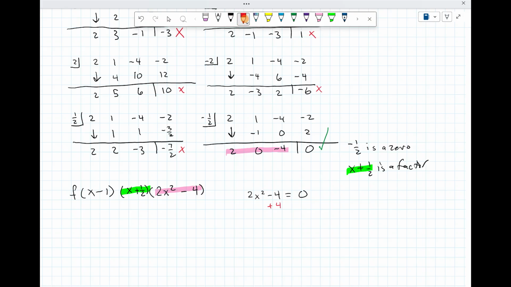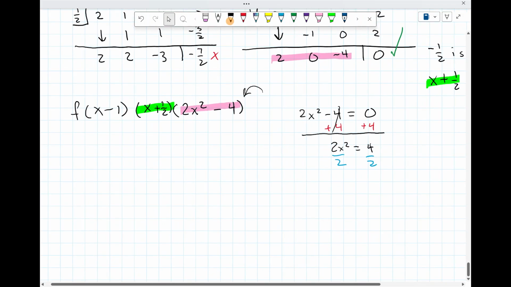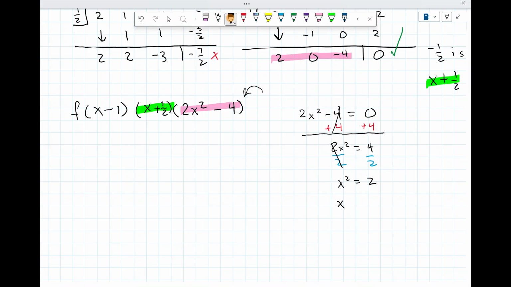I'm going to add 4 to both sides. And again, I am just looking at this remaining polynomial, 2x squared minus 4, and I'm going to try to factor that out and find the zeros. My 4's cancel out. And then I divide both sides by 2. These 2's cancel out. I'm left with x squared equals 2. Take the square root of both sides. Make sure you put the plus or minus here. And we get our last roots.